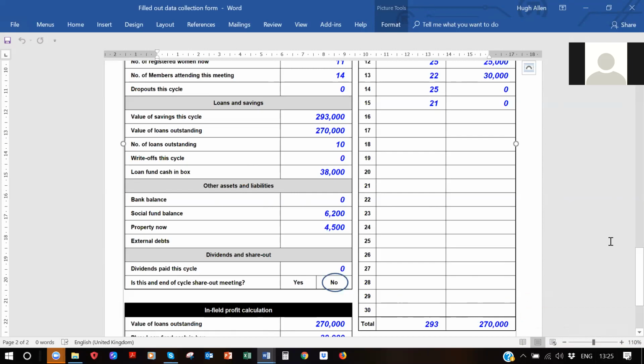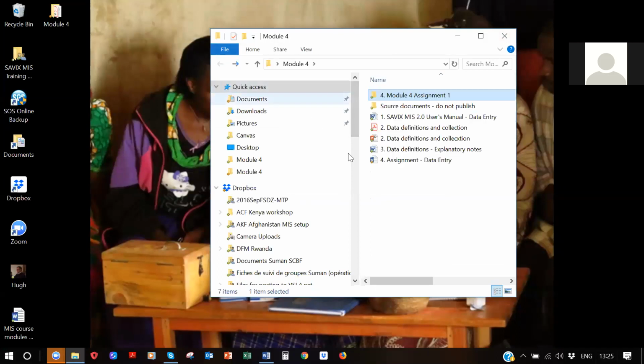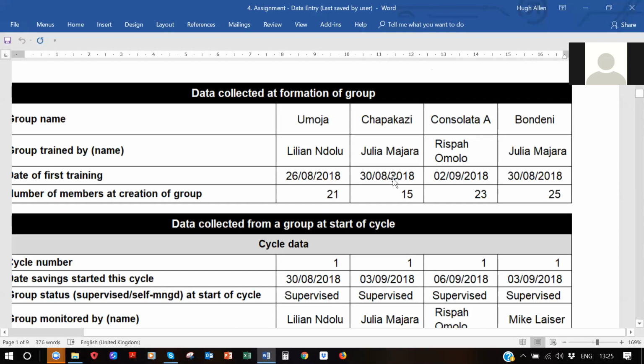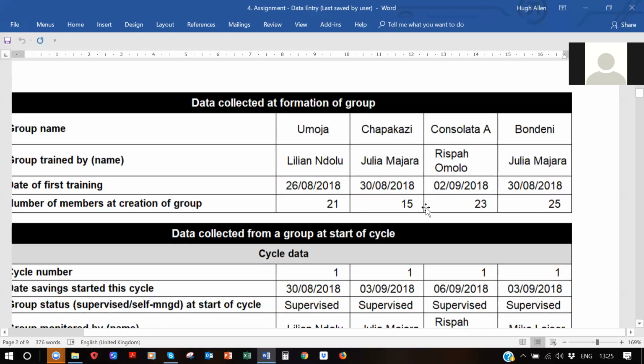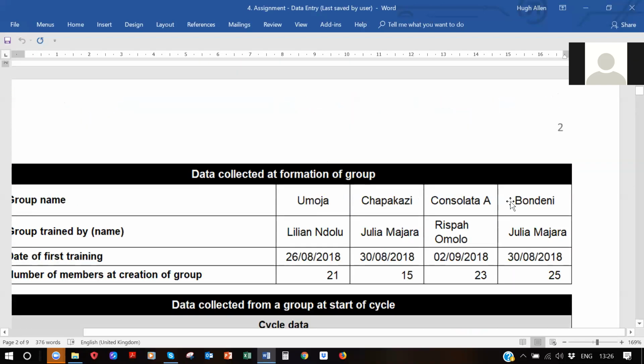Right, I'm going to move on now. I'm going to actually move on to data entry. Now, what I have done is I have prepared for you an exercise, and on this exercise, I have taken the data collection forms and I have cut them into several different pages. On each page, I have shown the data for 4 groups.